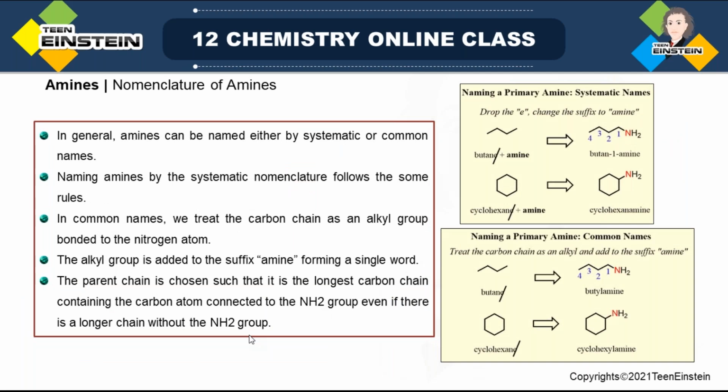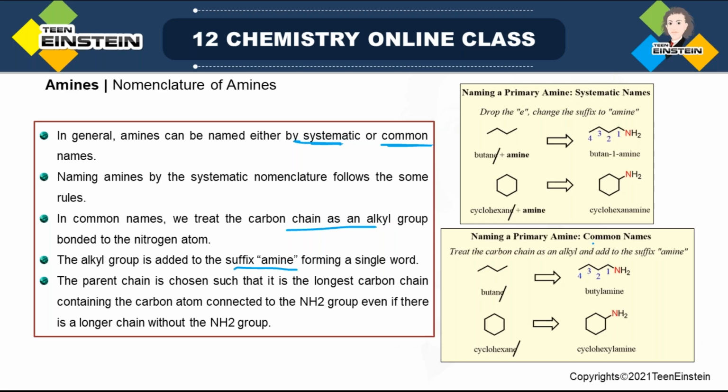Nomenclature. When we talk about nomenclature, you can have systematic nomenclature or you can have common names. Systematic means it follows some rules decided by the IUPAC. First we will see the common name. What we do is treat the carbon chain as an alkyl group which is bonded to the nitrogen atom, and this alkyl group will be added to the suffix amine, because now the group present is the amine group. The suffix is the term with which you end the name. So amine must be at the end of the name, but before that you have to mention the alkyl group.